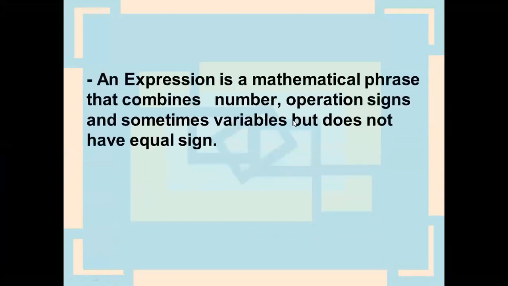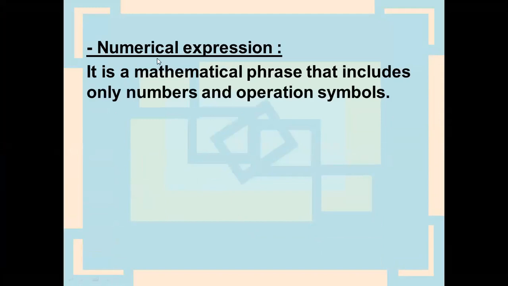Firstly, this is the meaning of expression. An expression is a mathematical phrase that combines numbers, operation signs, and sometimes variables, but doesn't have an equal sign. We have two types of expressions. The first is called a numerical expression. A numerical expression is a mathematical phrase that includes only numbers and operation signs.